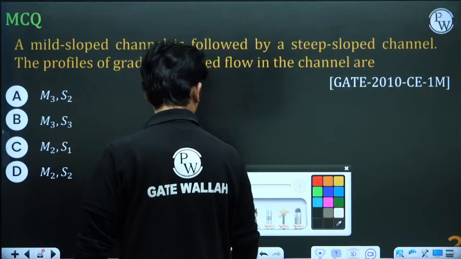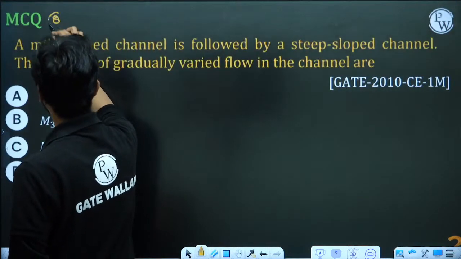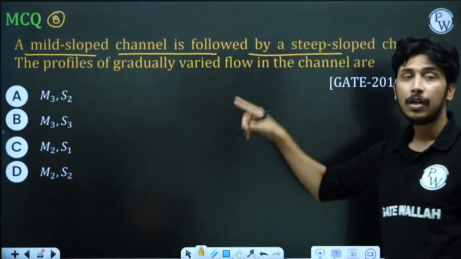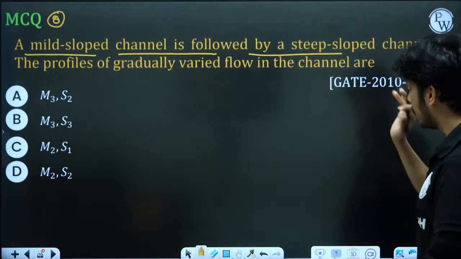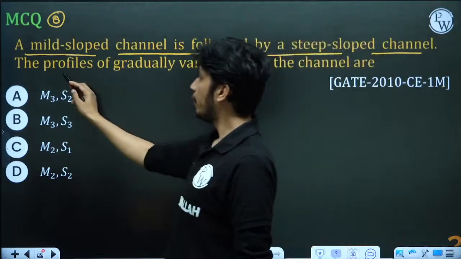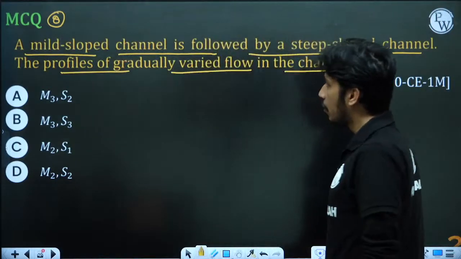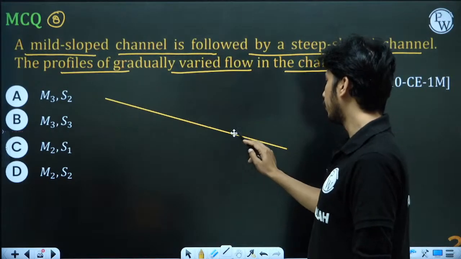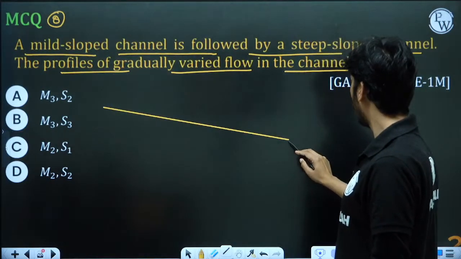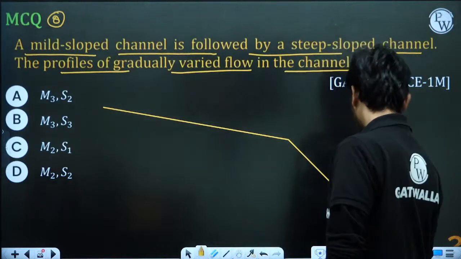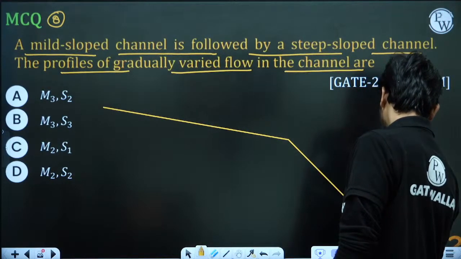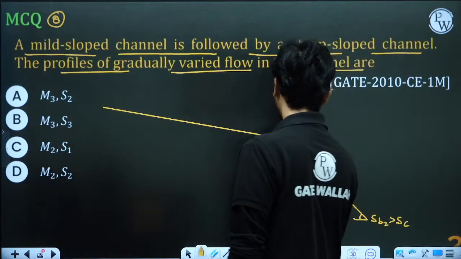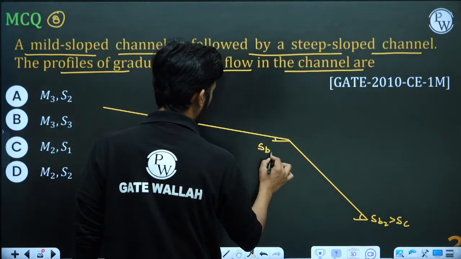Now let's move to the next question. This is question number 8. A mild sloped channel is followed by a steep slope channel. This is the question on flow profiles, region of flows. The profile of gradually varied flow in the channel are. So what is the mild slope? Let us make the mild slope. Mild slope has bed slope much smaller than the critical slope, and then it is followed by the steep slope. Steep slope has the larger slope. So this is the steep slope SB2, having slope value greater than critical slope, and this is the mild slope SB1, having slope lesser than critical slope.